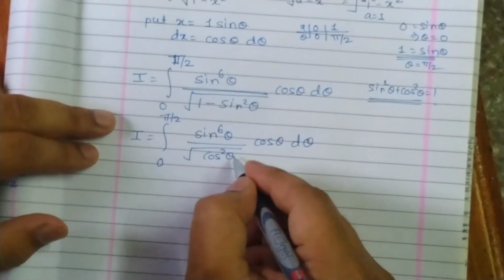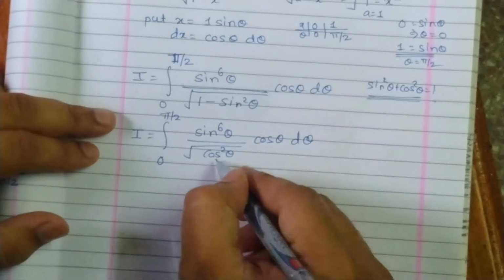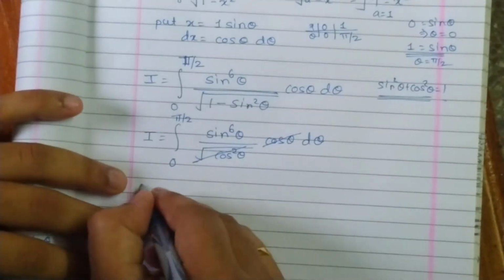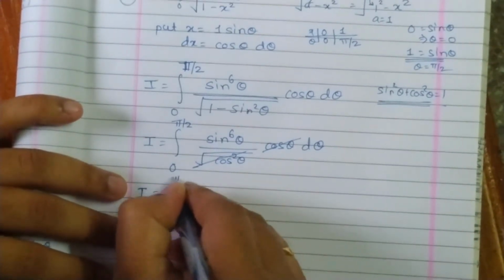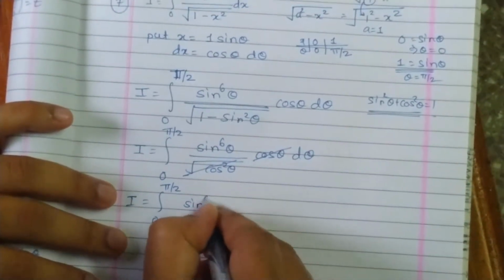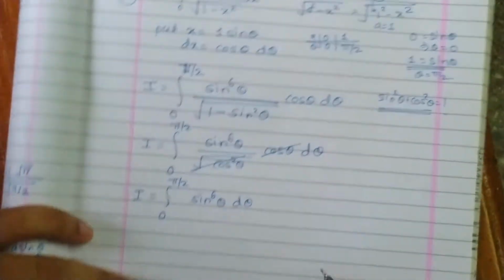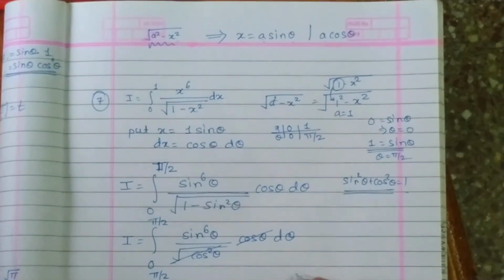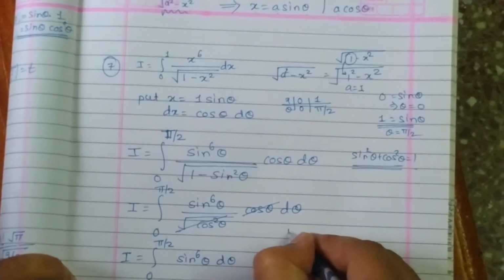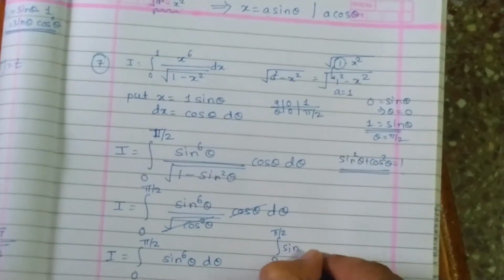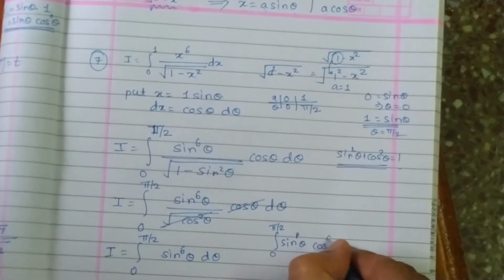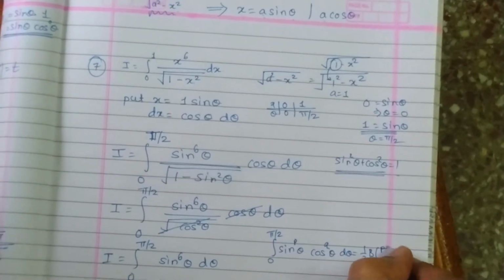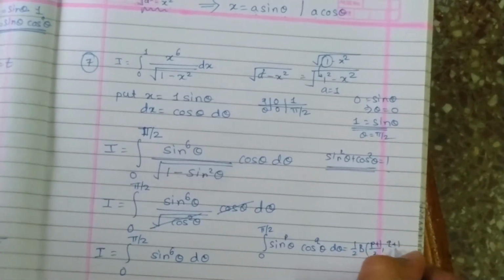What is the square root of cos square theta? It is cos theta. So this cos theta and that cos theta will get cancelled. So entire terms will get cancelled. So hence I am getting I is equal to integration from 0 to pi by 2 of sin raised to 6 theta d theta. Okay. Now look at our second form of the beta function. The second form of the beta function is integration from 0 to pi by 2 of sin raised to p theta cos raised to q theta d theta is equal to 1 by 2 beta of p plus 1 by 2 comma q plus 1 by 2.